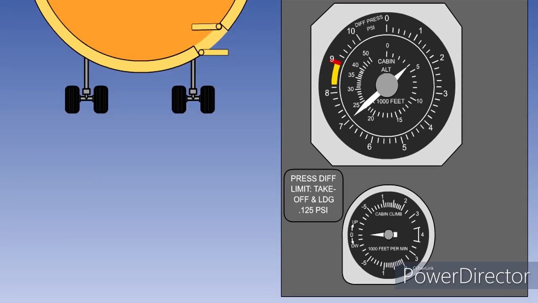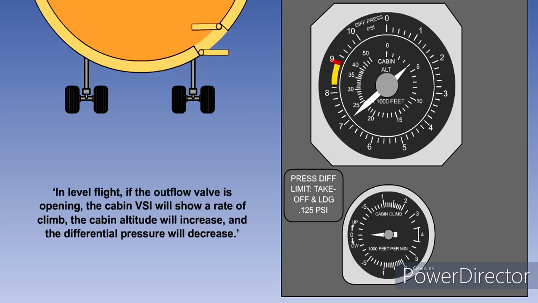That is the end of the lesson. You should now understand the relationship between cabin pressure, cabin altitude, and ambient pressure. Remember, in level flight, if the outflow valve is opening, the cabin vertical speed indicator will show a rate of climb, the cabin altitude will increase, and the differential pressure will decrease. If the cabin altitude reaches 10,000 feet, then an oral and/or visual warning will be given to the crew.